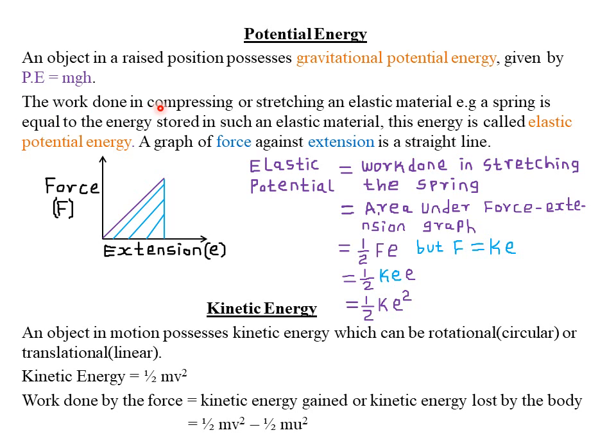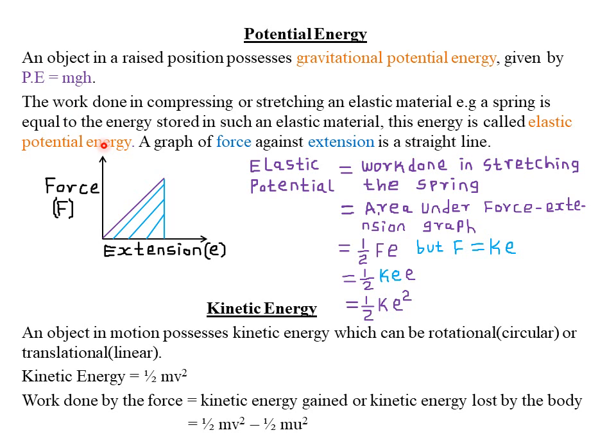Then the work done in compressing or stretching an elastic material. Elastic materials are those materials which behave like fully stretched elastic skins. For example, we have a slinky spring, and we can also have a rubber band. So the work done in compressing or stretching an elastic material, for example a spring, is equal to the energy stored in such an elastic material. So this energy, we call it the elastic potential energy.